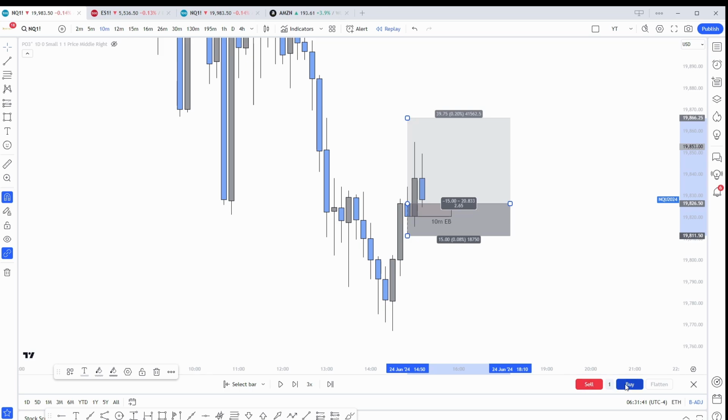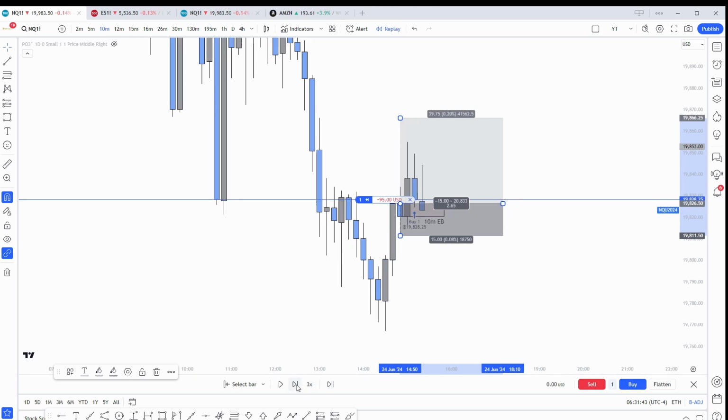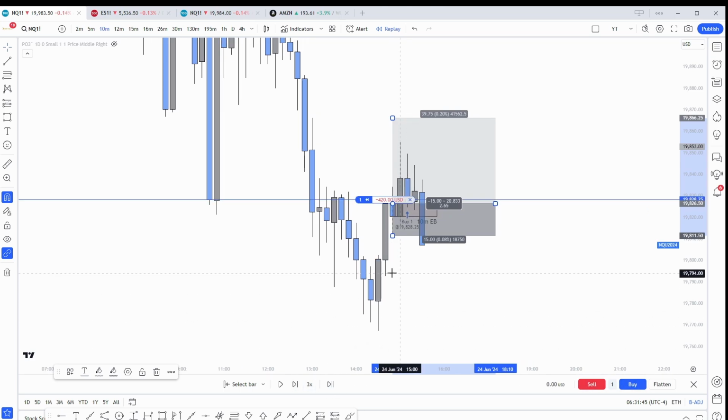You have your entry here off the equilibrium block. But what happens? Notice how we get the body close below this range. You would be stopped out of this trade. Now, that is no problem if you're stopped out, because if you are focused on the process of trading, then you know exactly what to do.